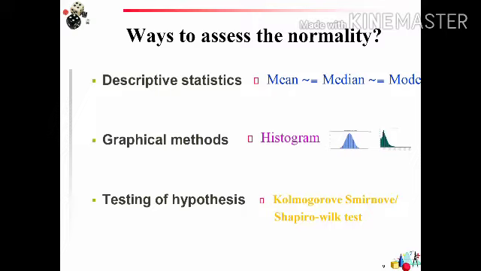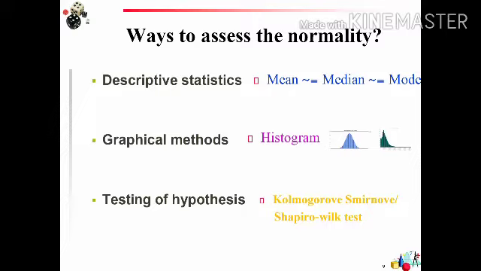How can we assess the normality? If the mean, median, and mode of the variable data are approximately equal, then we can say that the given data follow a normal distribution. Another method is the graphical method, where we use the histogram for checking the normality. If the histogram looks like a bell shape, we can say that the given data follow a normal distribution.